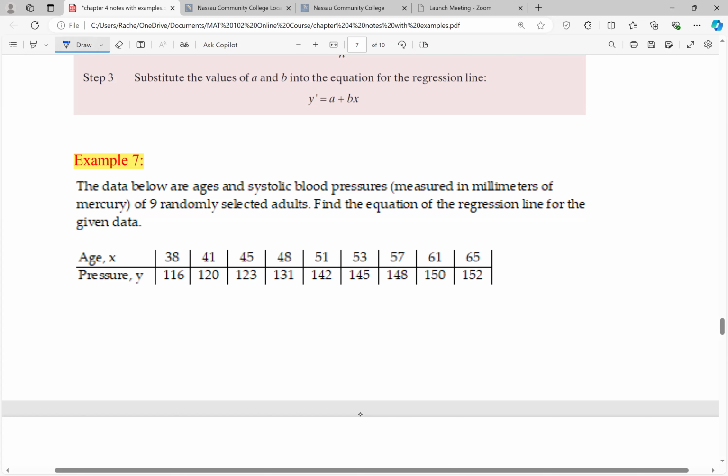So I want you to enter the ages, so enter all the X values into a list, and then I want you to enter all the Y values into a list. For this one, I used L5 and L6, and you could use whatever list you want. But I want you to pause right now and enter these two lists into the calculator. And then I'm going to show you how to find the regression equation for this data set.